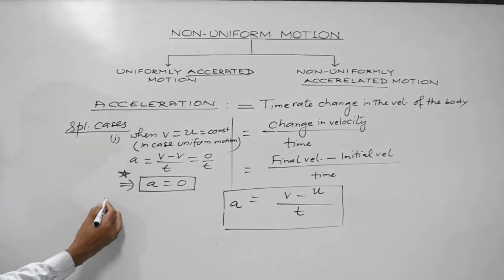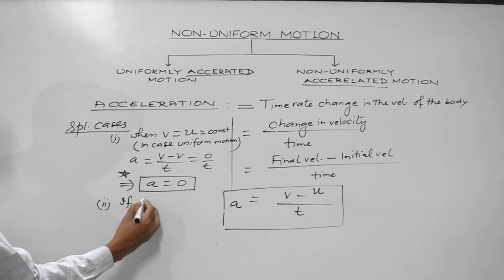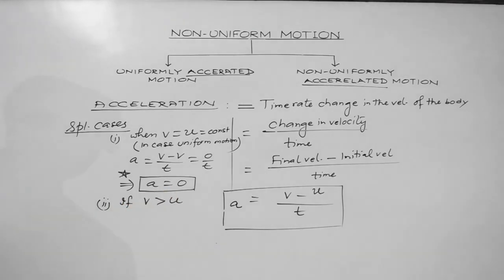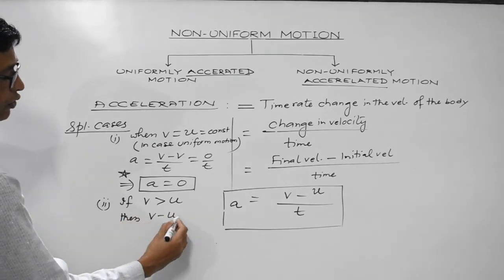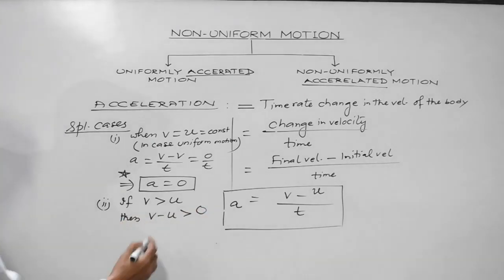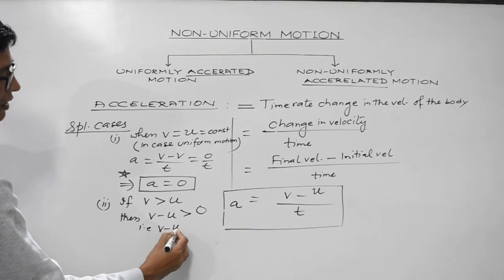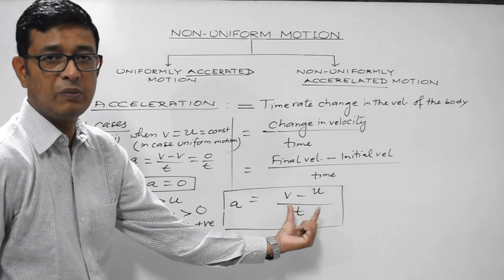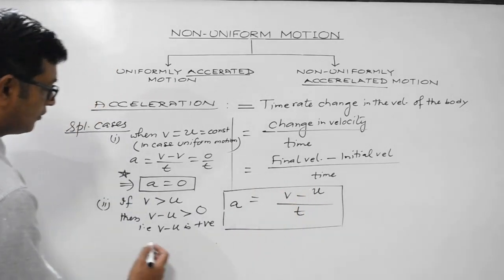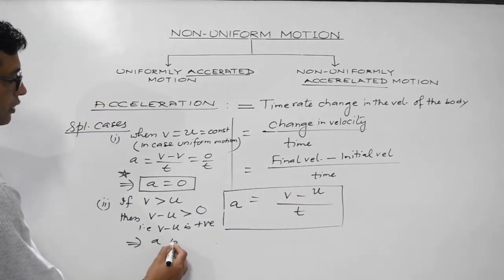Case 2. If v is greater than u, then v minus u would be greater than 0. That is, v minus u is positive. If v is greater than u, then the difference of v minus u would be positive. Therefore, a is positive.